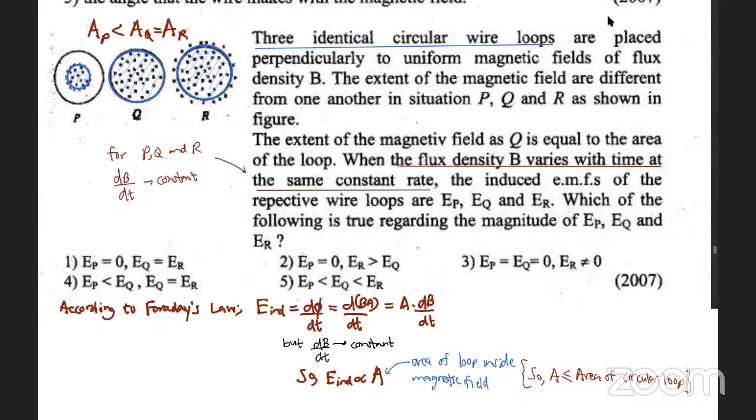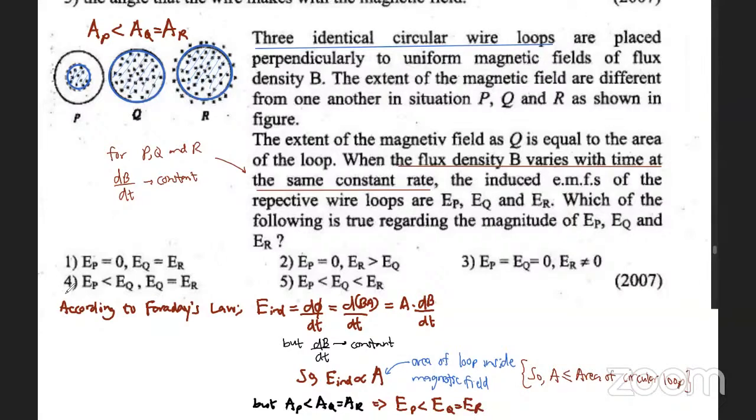Therefore, we have written on top that the area of P is less than both areas of Q and R. Finally, we can decide this: the induced EMF in P will be the lowest, and the induced EMF in Q and R will be equal to each other. Therefore, the correct answer is the fourth one.